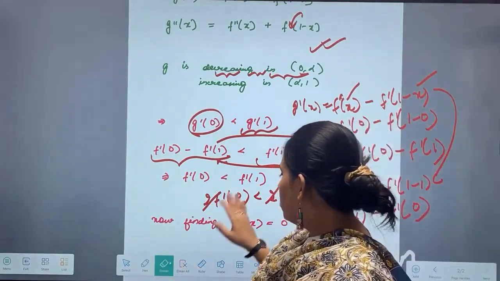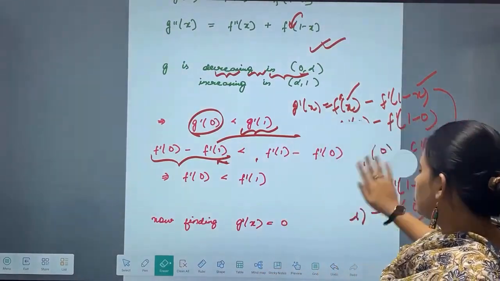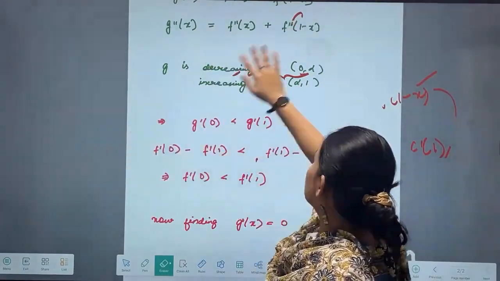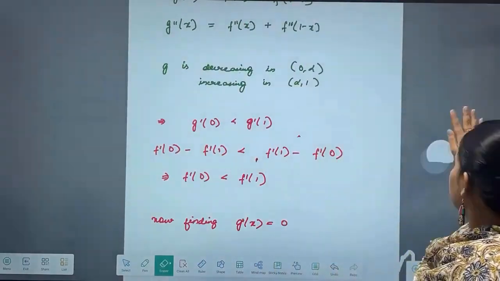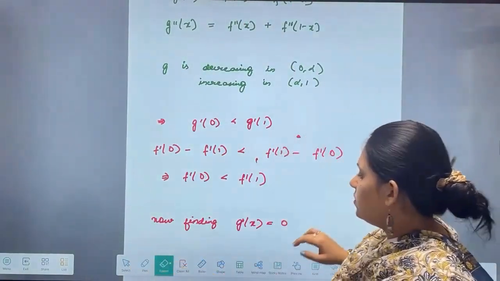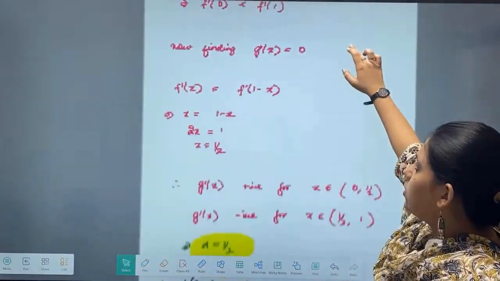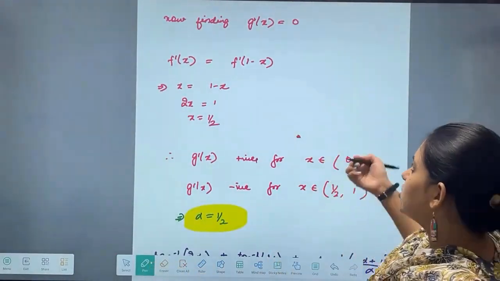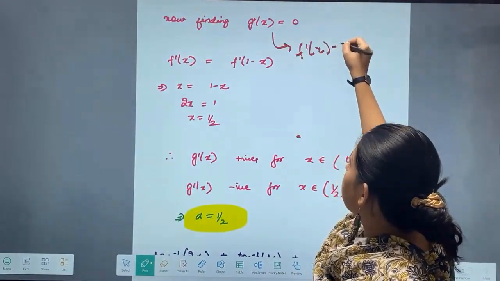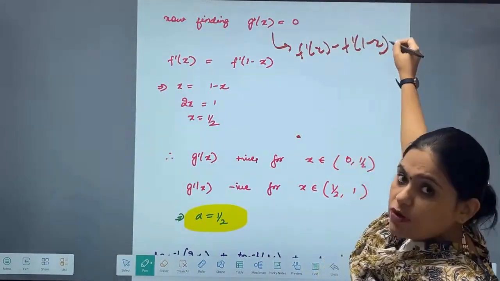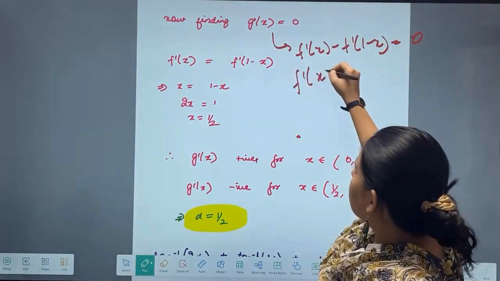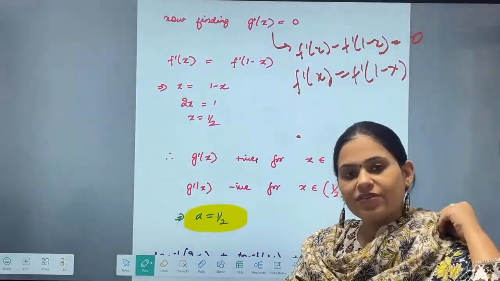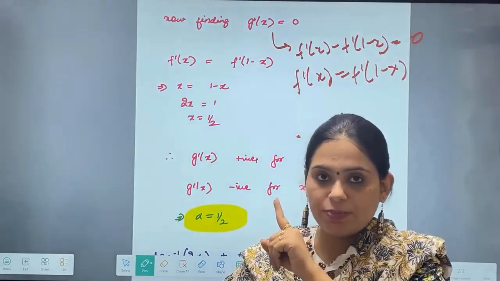Okay, now let us try to find out when g dash x will be exactly 0. So now I am trying to find out when g dash x will be 0. So beta g dash x kya tha? It was f dash x minus f dash 1 minus x. So if this is 0, what does this mean? F dash x should be equal to f dash 1 minus x. Clear? F is a decreasing function. ये मैंने अभी ऊपर prove किया.